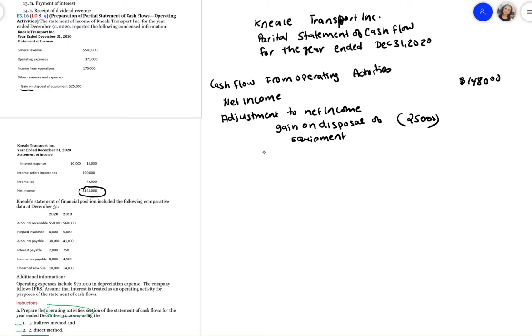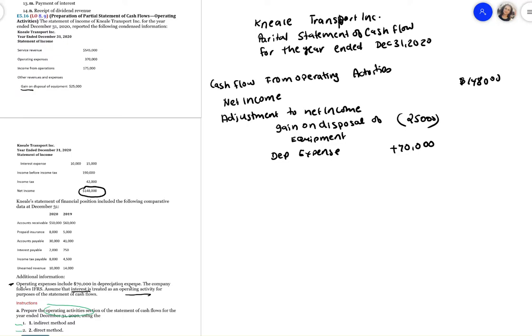So then let's put this to the side so we know that we are not adjusting that. The next one is depreciation or amortization expense. In this case, we would have a depreciation, because if you look at the additional information, operating expenses include 70,000 in depreciation expense. The company follows IFRS, and the interest is treated as an operating activity. So we know there's a depreciation we need to add back, which is 70,000. So we dealt with all the non-cash items.